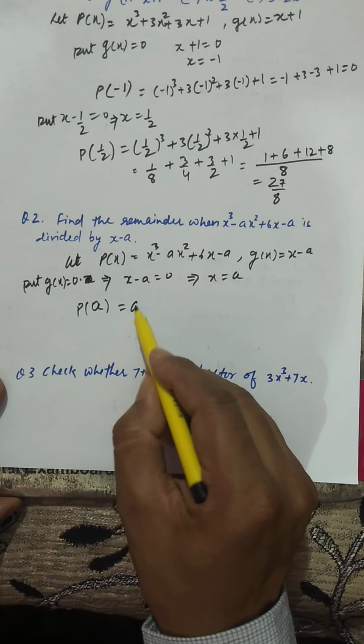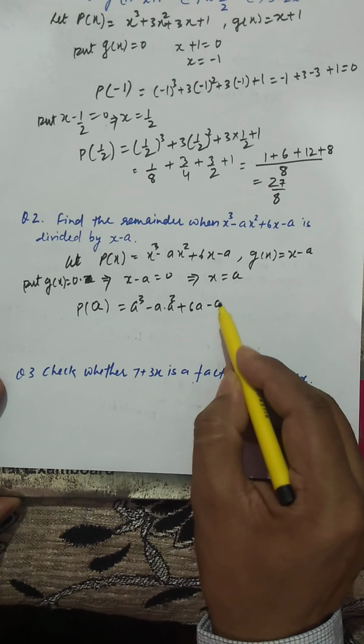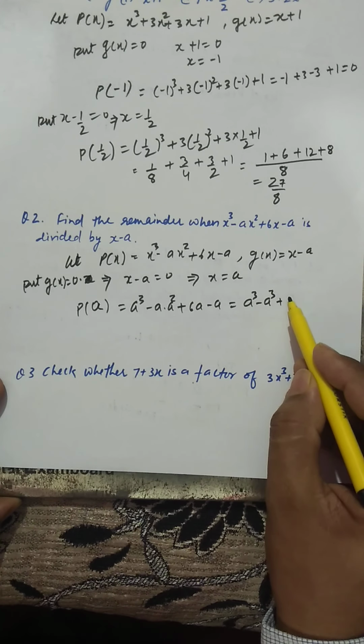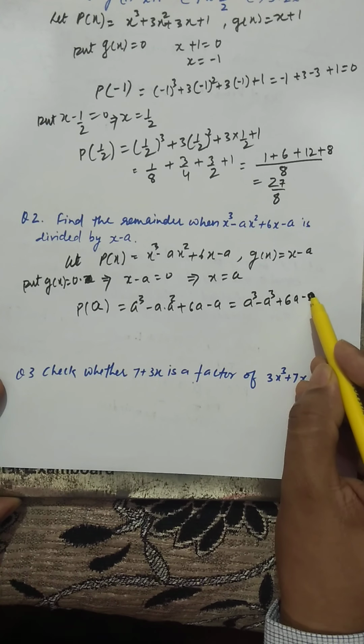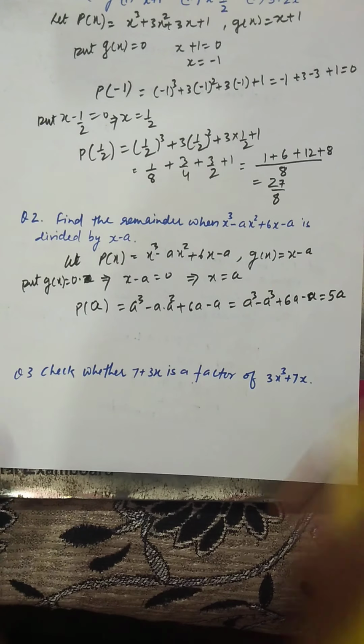So you get a cube minus a into a square plus 6 into a minus a. So this becomes a cube minus a cube, and 6a minus a. So ultimately your answer is 5a. So 5a is your remainder.